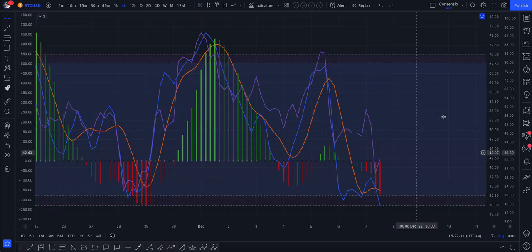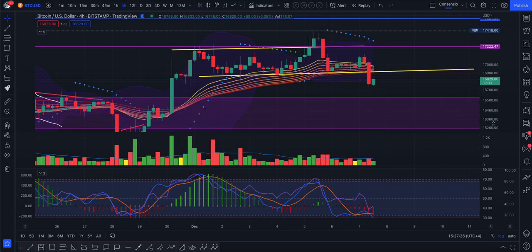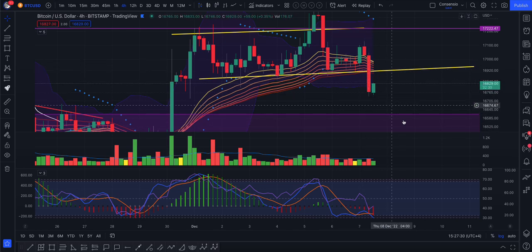Also, if we look at our oscillators, the stochastic is falling, RSI is bouncing up, the squeeze momentum is also bearish as well. However, looking at the stochastic, we could potentially see a reversal pretty soon, as we're in the oversold region. But again, it does look like we could potentially continue to the downside further.